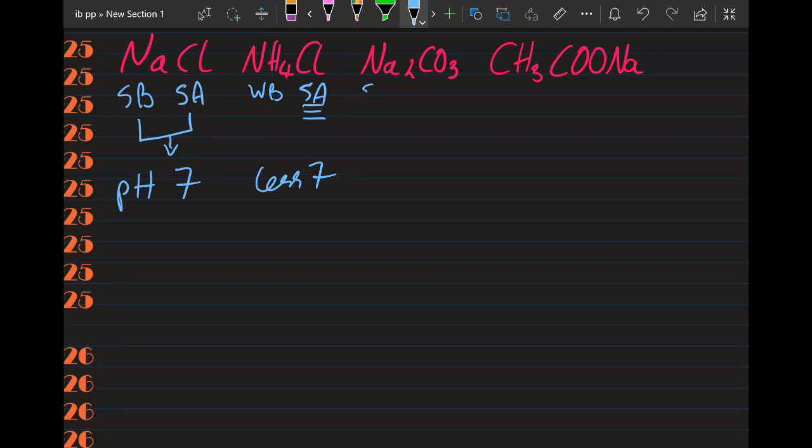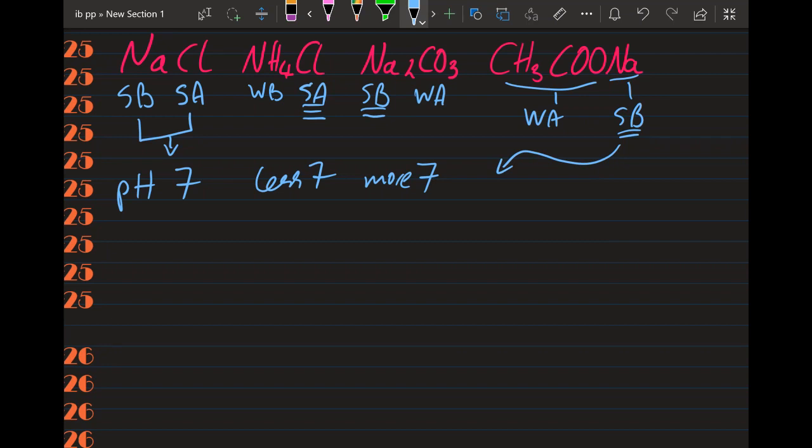Sodium carbonate made from sodium hydroxide, which is a strong base. And carbonate, well, that's carbonic acid. That's a weak acid. Again, it tracks with the strong base. It's got a high pH, so it's going to be more than 7. And the final one, sodium ethanoate. The ethanoate comes from ethanoic acid. That's a weak acid. And the sodium from sodium hydroxide. That's a strong base. It tracks with the strong base. And so that's also going to be more than 7.